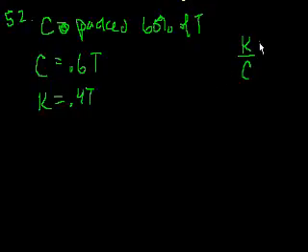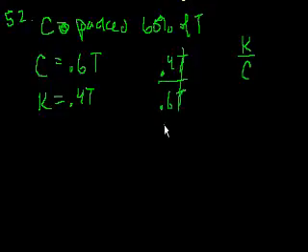So the ratio of, what do they want to know? What was the ratio of the number of boxes Kelly packed to the number of boxes Chris packed? So they want to know the ratio of K to C. Well, K is 0.4t, and C is 0.6t. The t's cancel out. You get essentially 4 over 6, which is 2/3. If you multiply the top and the bottom by 10, it becomes 4 over 6. So you get 2 to 3. And that is choice E.